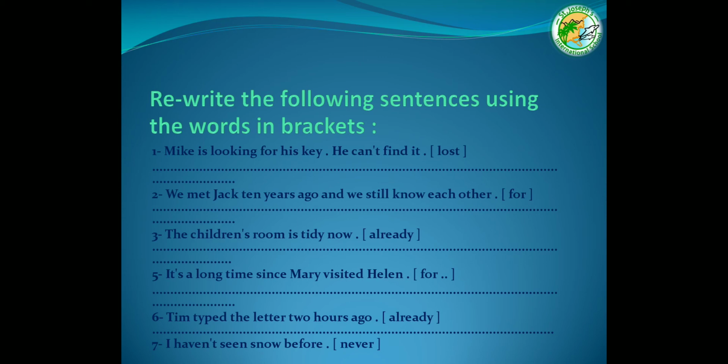That is true. Question 2. We met Jack 10 years ago and we still know each other. Use for. For is one of the time expressions for the present perfect. So we are going to change from the past simple to the present perfect. We have known Jack for years, or for 10 years. We have known Jack for 10 years. That is right.